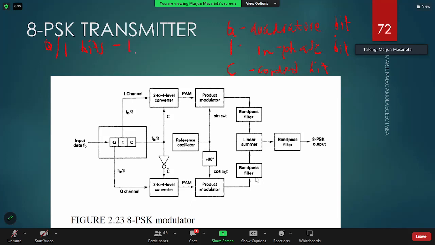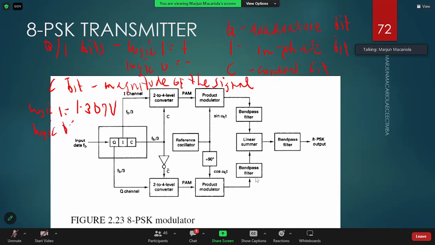Okay? So when it's logic 1, that is positive polarity. When it's logic 0, that is negative polarity. And the C bit represents the magnitude of the signal. When it's logic 1, its magnitude is 1.307 volt. And when it's logic 0, its magnitude is 0.541 volt. Okay?